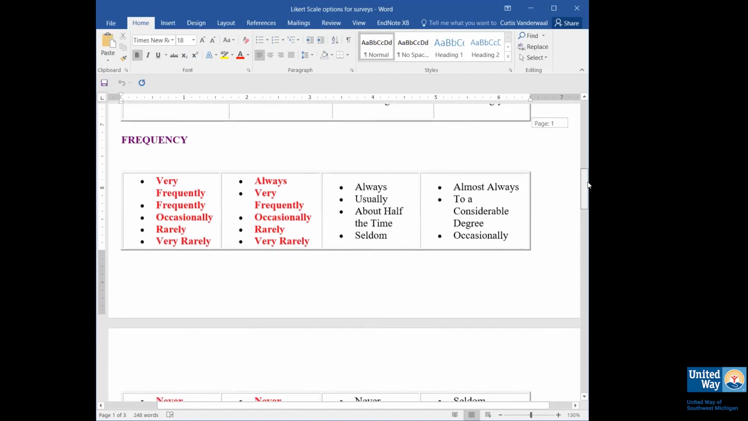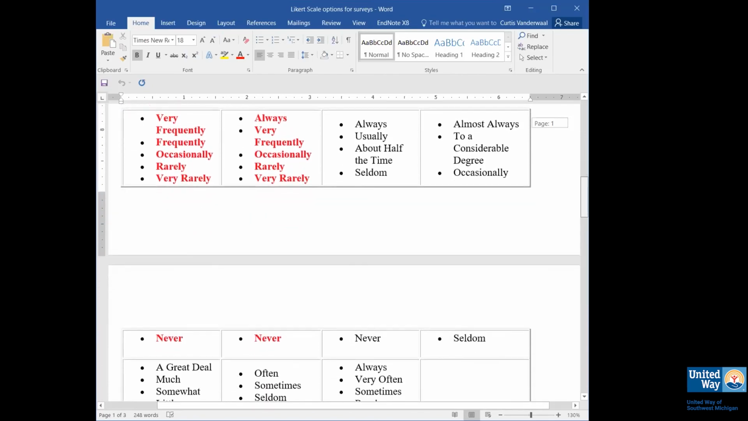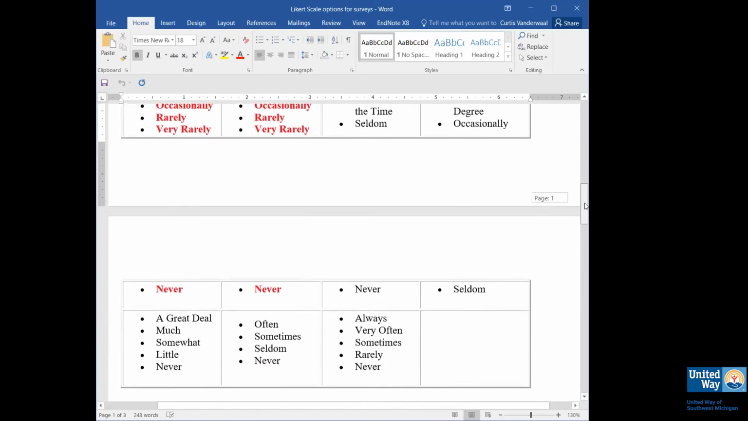This one has to do with frequency, and you can see that there are a whole bunch of ways that you can measure frequency, from very frequently to very infrequently to never, always, usually, about half the time, seldom, never, almost always, to a considerable degree. Any of these will work because there's still ways of measuring increments across the categories.